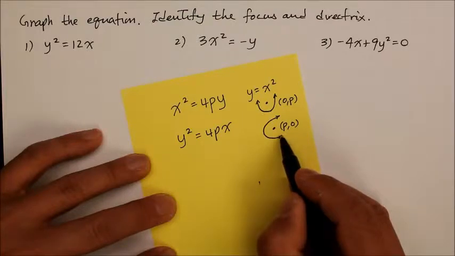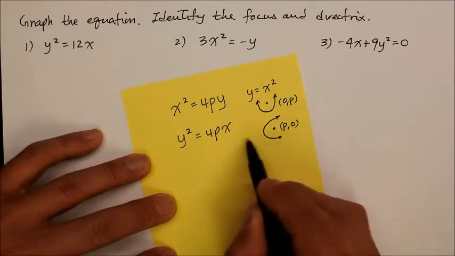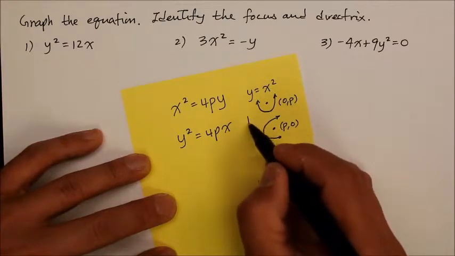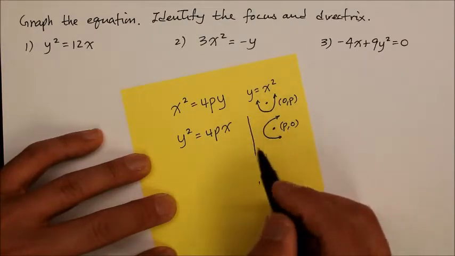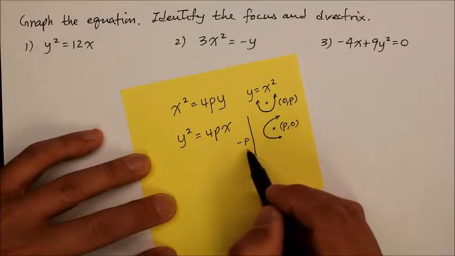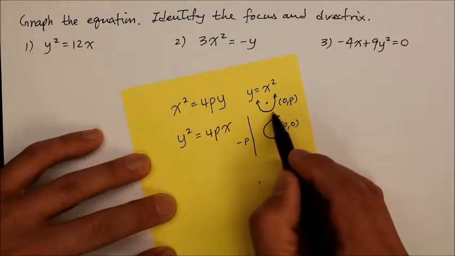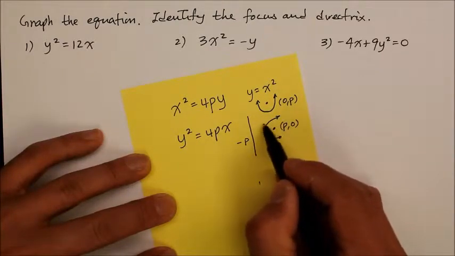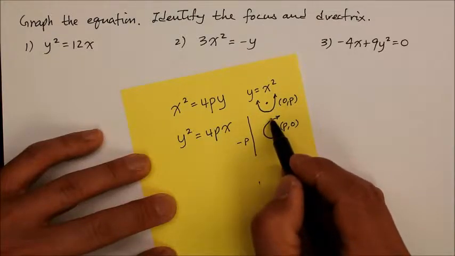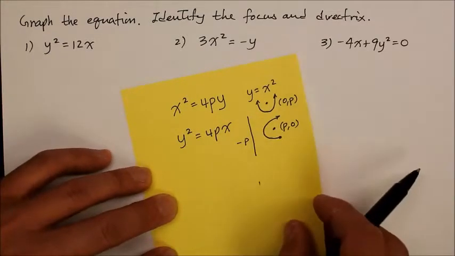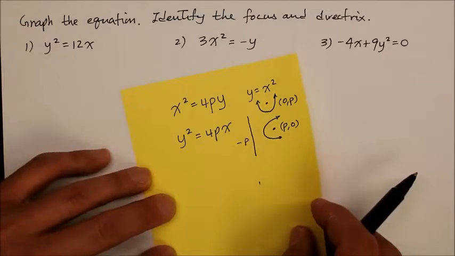Do you see the way that works? And so if the focus is p and 0 on the x-axis, then the directrix is going to be a negative value. And in this case, the directrix will also be a negative y value. Let me show you how that works, okay? Whew, that was a mouthful.